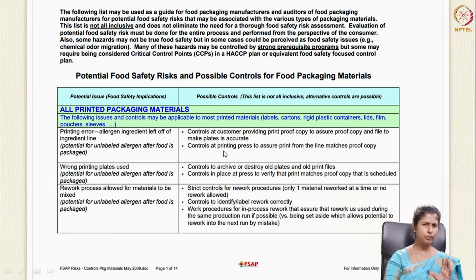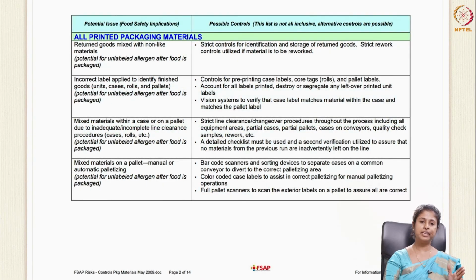See, once you're aware of it, you're more careful that you see that the printing is done properly. Another one they have mentioned in these labels and packets is that returned goods are mixed with the newer goods. So returned goods might have a defect, that is why it was returned. When these goods might be mixed with the fresh ones, it might again cause a problem. This is another error, a safety aspect which has to be dealt with.